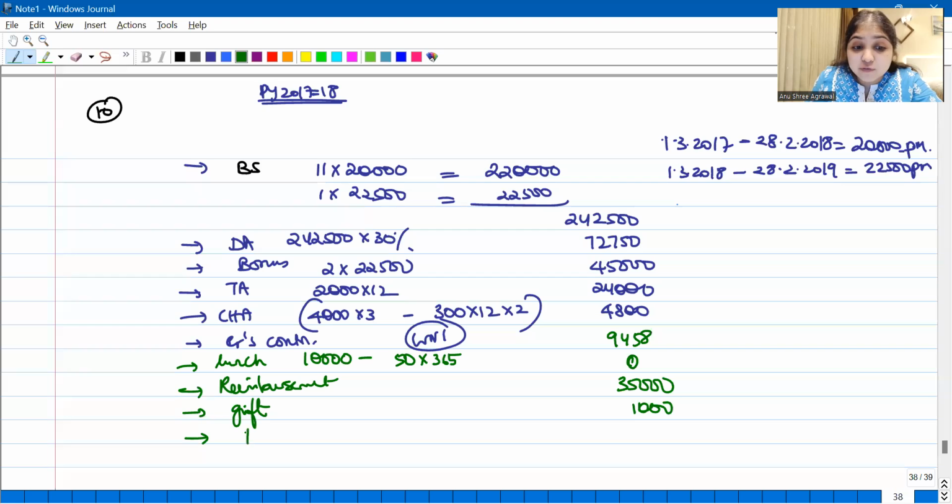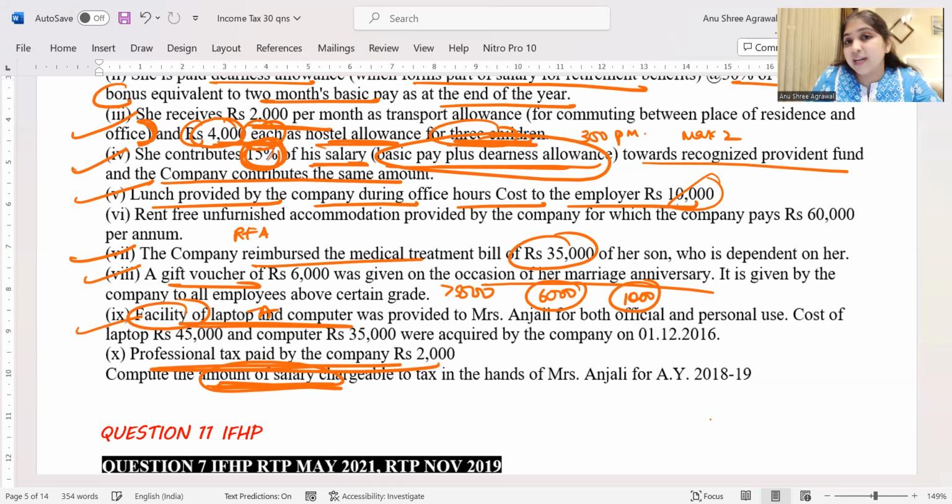Then laptop and computer facility. Guys, tell me, facility of laptop and computer, what will your answer be? Facility of laptop and computer, this is going to be fully exempt. Okay. And then professional tax paid by the company.